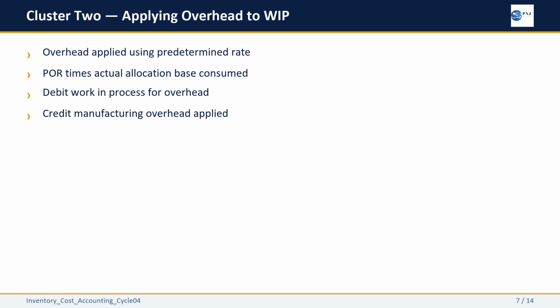Now we put overhead into the product. Entry 6 applies manufacturing overhead to work in process using the predetermined overhead rate, the POR. You debit work in process inventory, overhead, for the POR multiplied by the actual allocation base consumed, and you credit manufacturing overhead applied. The surprising part for many people is that this applied figure is almost never equal to the actual overhead sitting in the control account. That gap, applied versus actual, is exactly what we'll have to clean up later when we dispose of the overhead variance. For now, work in process holds materials, labor, and applied overhead, and it's ready to finish.